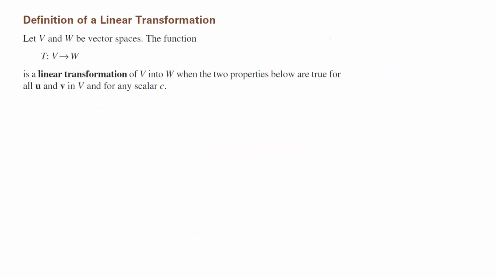What is the definition of a linear transformation? Suppose you have two vector spaces like V and W. The function T that takes V and maps it to W is called a linear transformation of V into W if it satisfies two properties.